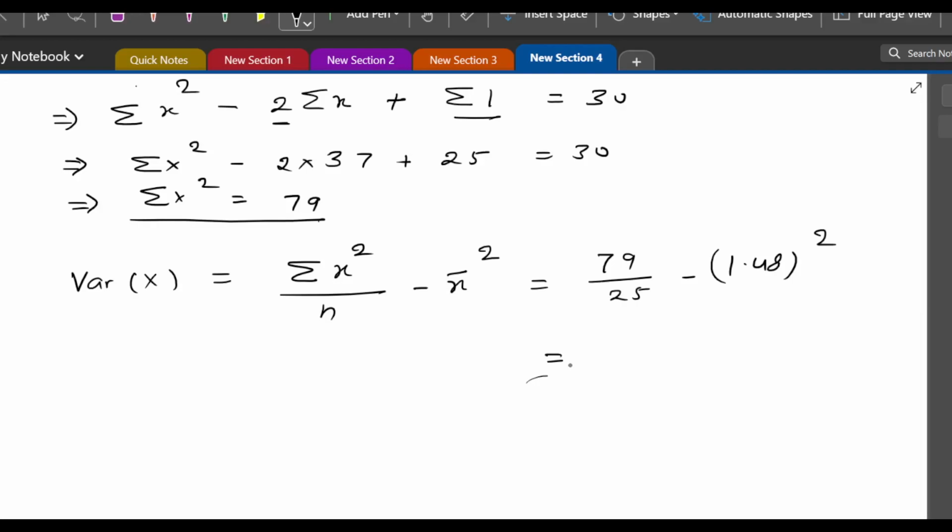So our result will be 79 divided by 25 minus 1.48 the whole square. So the result is 0.9696.